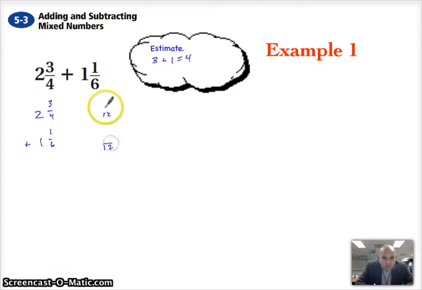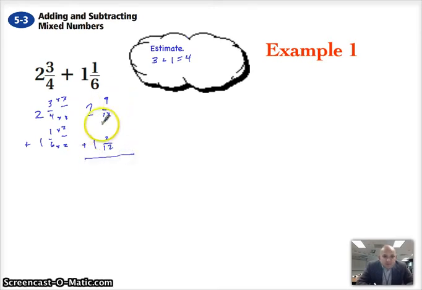So now I'm changing these mixed numbers to have denominators that are the same. In order for me to get from a 4 to a 12, I multiplied by 3, so I need to multiply the top by 3 as well. So I'm multiplying by 3 over 3, and that's 9/12. In order to get from a 6 to a 12, I multiplied the bottom by 2, and so I'm going to multiply the top by 2. I'm multiplying by 2 over 2. 1 times 2 is 2. Now my problem is 2 9/12 plus 1 2/12.